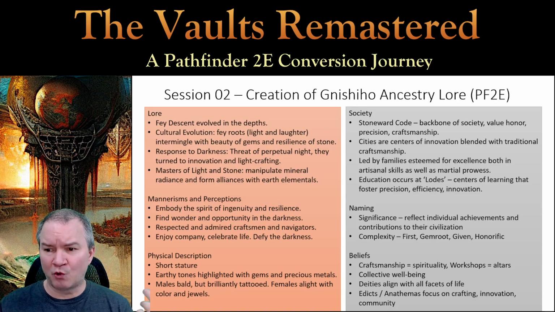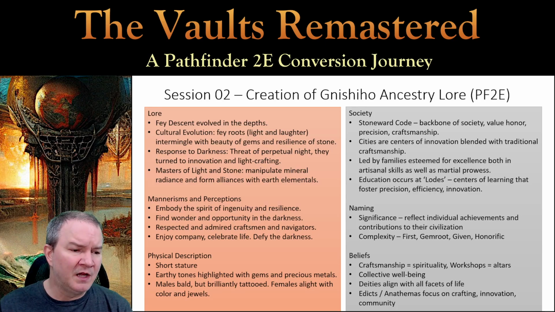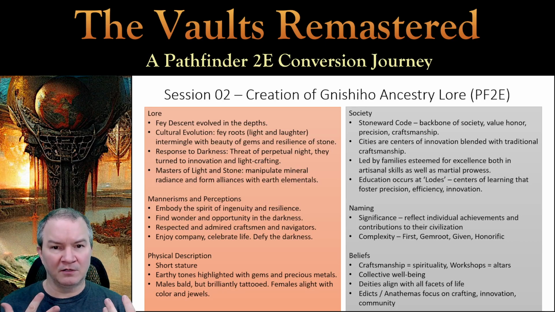Physically, they're shorter, somewhere around 3.5 feet, maybe 4 feet tops. Earthy tones, grays, tans, browns, highlighted with gems, highlighted with precious metals. They like to be colorful still, a throwback to their Fey ancestry, and they are able to find color in gemstones and precious metals. So they will adorn themselves with these things.